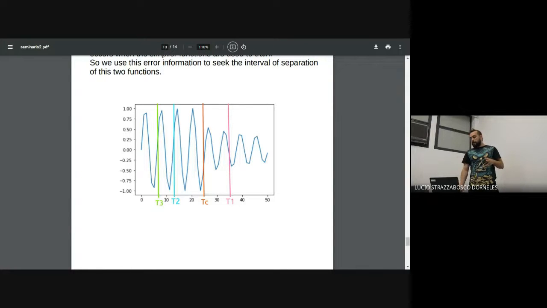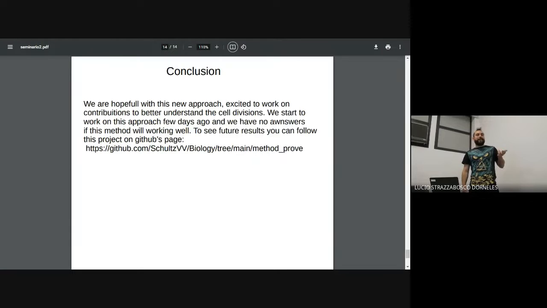And that's our approach. In conclusion, we are hopeful about this new approach, and excited to work on contributions to better understand cell divisions. We started to work on this approach a few days ago. And if you want to see the future results, you can follow the GitHub page. And that's it.